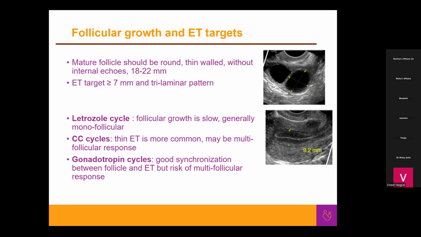But in the letrozole cycle, follicular growth is a bit slower, and generally we get a monofollicular development. In the clomiphene cycle, endometrium delays a bit. I mean, the endometrium remains thinner, and it is not corresponding to the follicular size. Plus, we get a multifollicular response also. In the gonadotropin cycle, that is the best cycle because it gives a good synchronization between follicle and the endometrium. But again, here there is a risk of the multifollicular response.